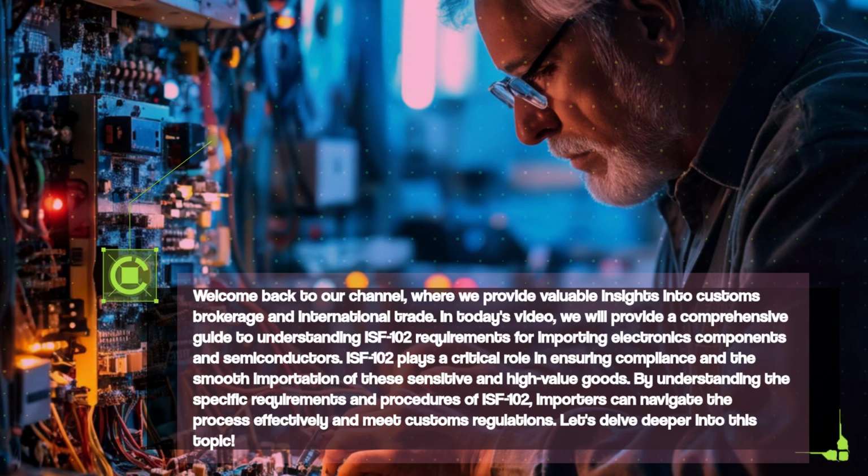In today's video, we will provide a comprehensive guide to understanding ISF 102 requirements for importing electronics components and semiconductors. ISF 102 plays a critical role in ensuring compliance and the smooth importation of these sensitive and high-value goods. By understanding the specific requirements and procedures of ISF 102, importers can navigate the process effectively and meet customs regulations. Let's delve deeper into this topic.